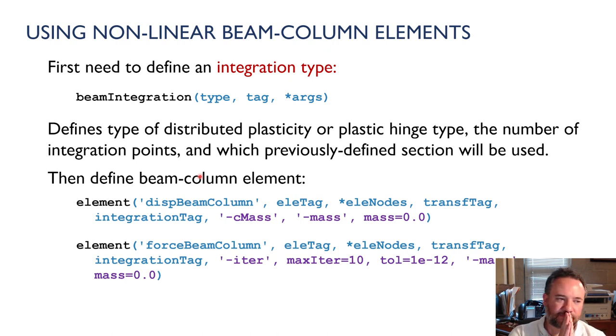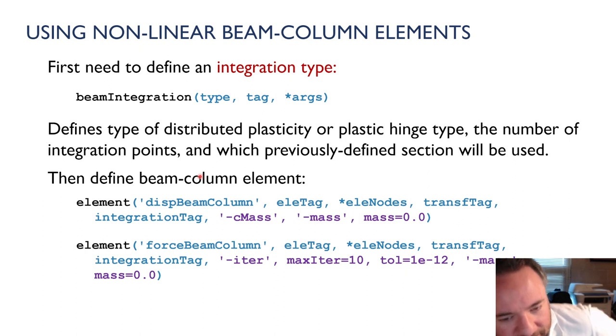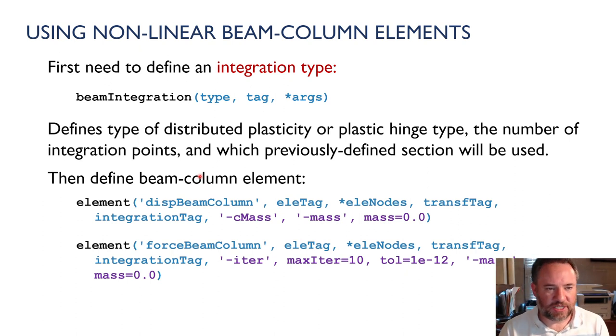Okay. In practice, how do I actually define these? Like, how do I make the displacement-based beam column or the force-based beam column in OpenSees? Well, the first thing I need to do is to define an integration type. We'll talk about what those types are in a minute. That determines how it does the quadrature, the Gaussian quadrature part, the part where it puts all the elements together to get the effective end forces or the effective end displacements of the element.